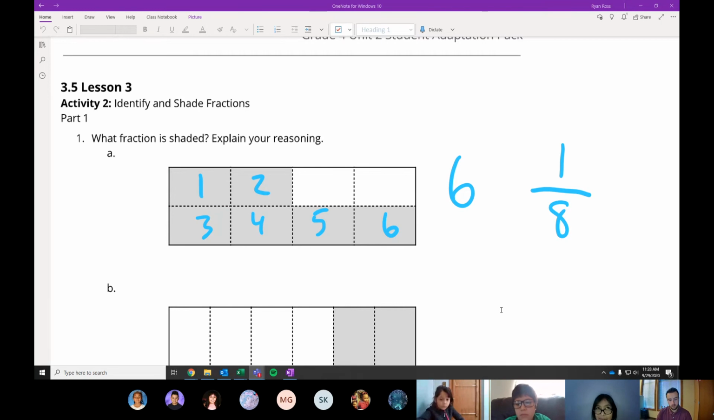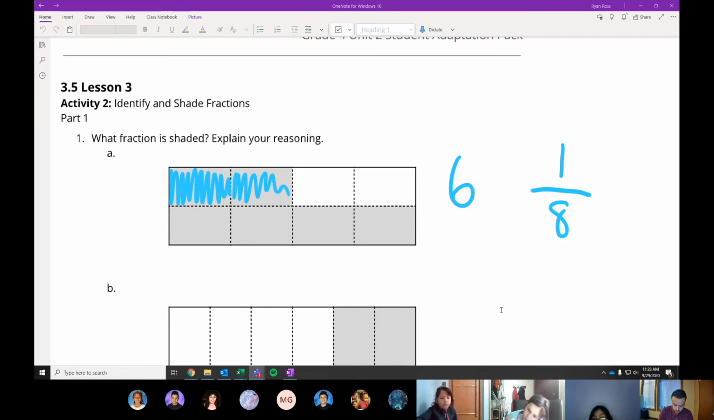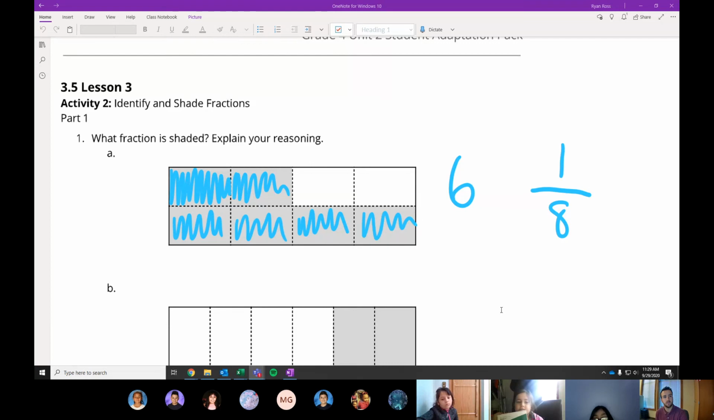1/8. So each of these blocks is 1/8. So we have this one here. That's 1/8. This is another 1/8. There's another 1/8. Another 1/8. Another 1/8. So how many 1/8s are there in total? 6. There are 6 1/8s in total. So our answer would be what? Do you know? What fraction could we say? 1/6.